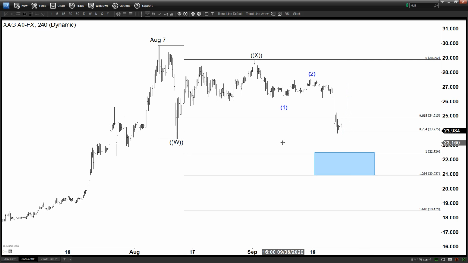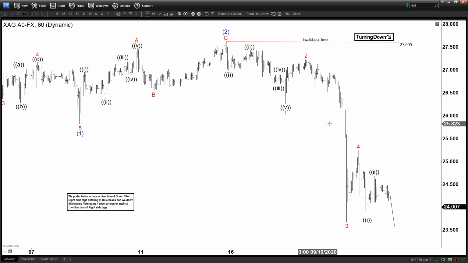All right. So overall, this is going to be sort of the support area for the latest sell-off, even though in the shorter cycle, yes, we can continue to extend lower while we stay below 27.6.